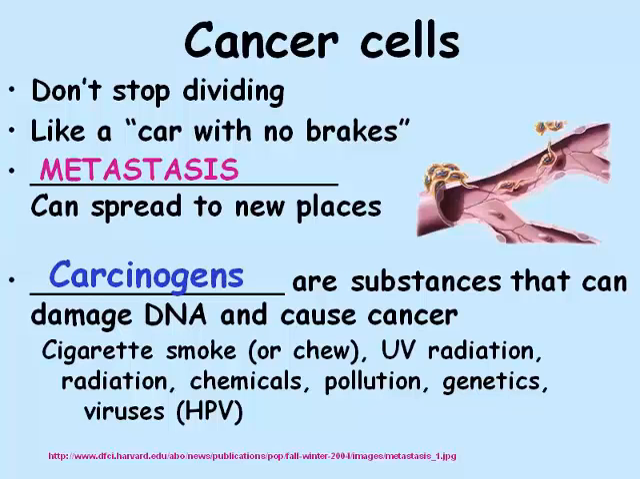Carcinogens are substances that damage DNA and cause cancer. Cancer does run through gene lines, so it can be hereditary. However, carcinogens are things that damage DNA even more and can give you a higher probability that you'll get cancer. Examples are cigarette smoke or chew, UV radiation, chemicals, pollution, genetics, and viruses.